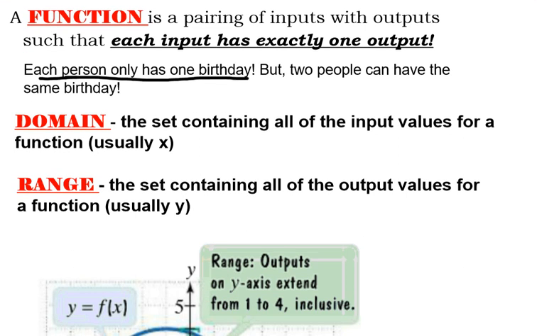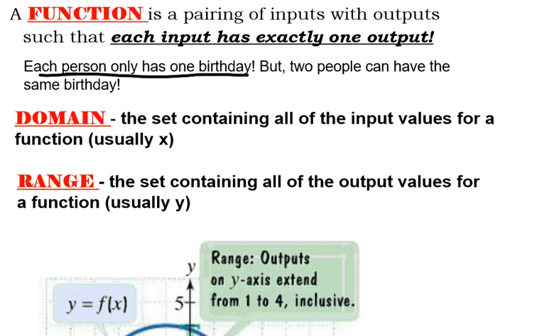The collection of the inputs, in our case, when I was asking you to move around in the corners, was the people, and we call that the domain. It's the set containing all of the input values for a function. Usually that's the x-coordinates for an equation. So the domain is the collection of all inputs. For our example in the class, the domain would have been all of you, all of your names.